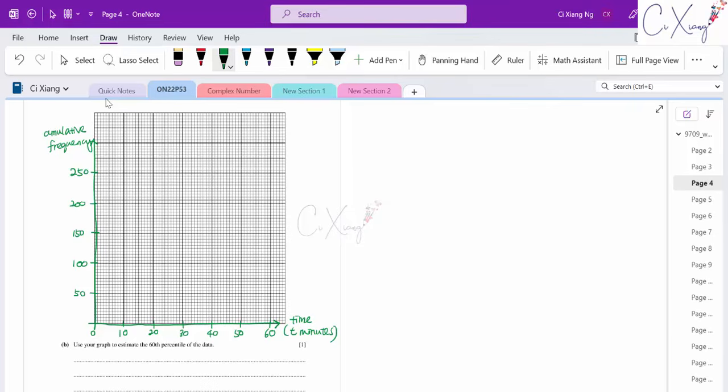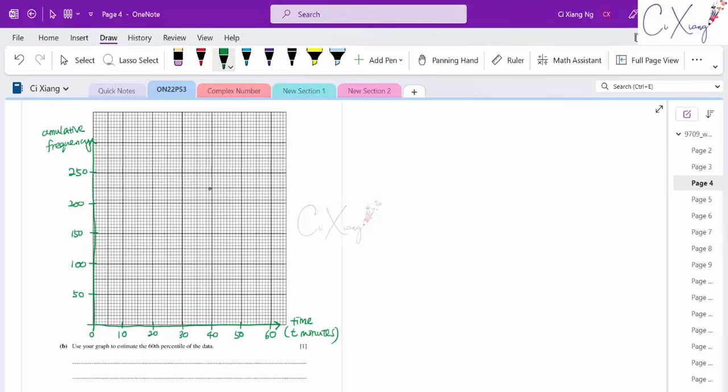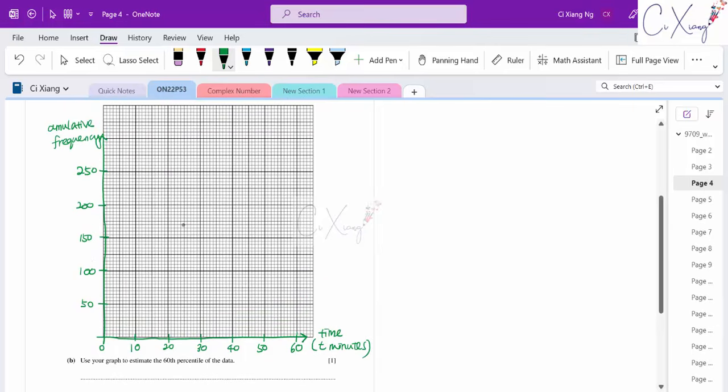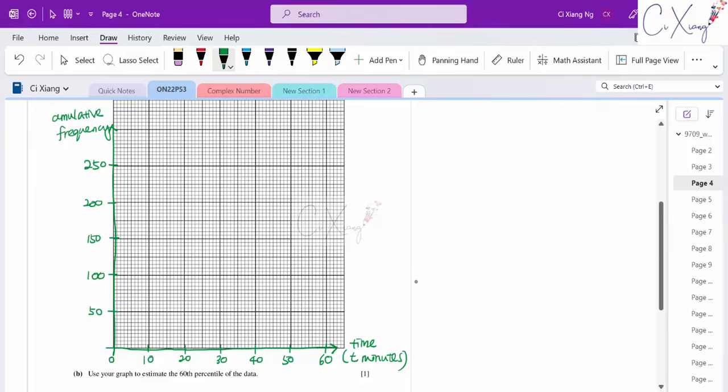Okay, then we can start plotting the points here. You can refer to the table, by the pair. The first value is t smaller equals to 0. The cumulative frequency is 0. So I will plot 0 and 0. Then the second pair of values will be t smaller equals to 20, and the cumulative frequency is 32. So at the 20 here, I'll measure 32 and plot it. Because our scale is not very small, we can roughly plot it. So 32, I think, will be somewhere here.